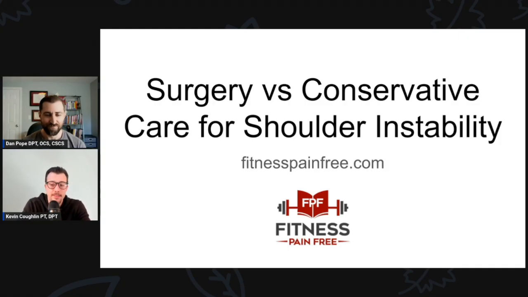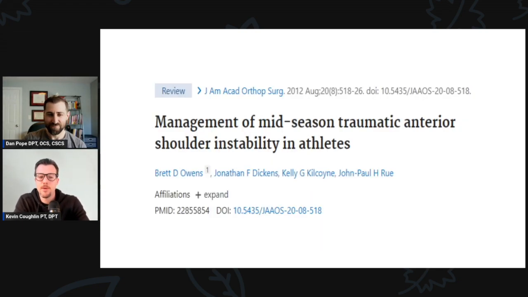Ooh, yep. Today we have a paper that we're going to go over that gives us some insight into whether we should consider surgery or conservative care. The title of this article from Brett Owens and colleagues in the Journal of Orthopedic Surgery was the management of mid-season traumatic anterior shoulder instability in athletes. So in season, these athletes are having some anterior instability, trying to figure out how to best manage these folks. And I thought this was a very insightful paper and definitely took away some good pearls from it.